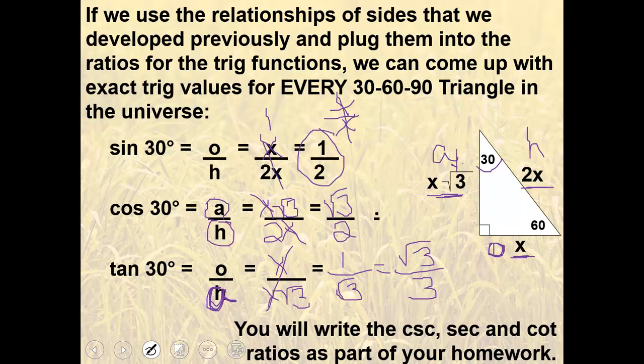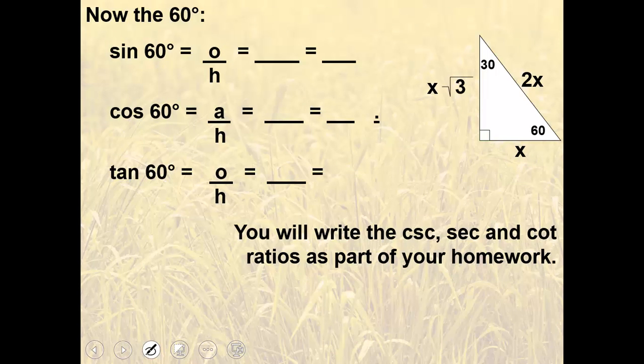Because we multiply top and bottom by the square root of 3. All right. Now, the 60-degree angle. Okay, we're developing these ratios for the 60-degree angle. Here's my opposite, here's my adjacent, here's my hypotenuse. So my opposite is x times the square root of 3. My hypotenuse is 2x. My x's cancel, and I end up with the square root of 3 over 2.